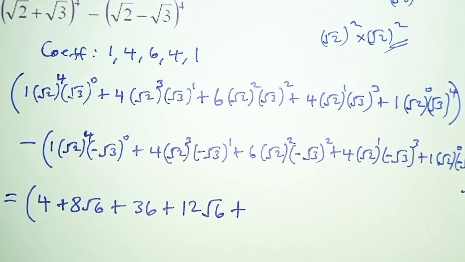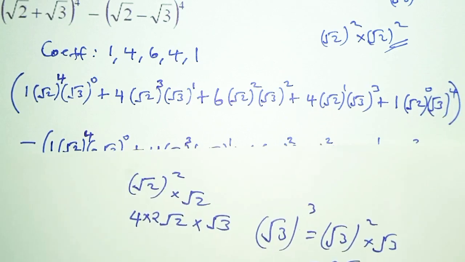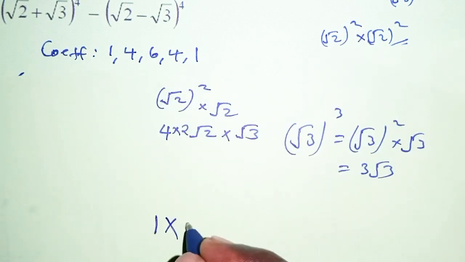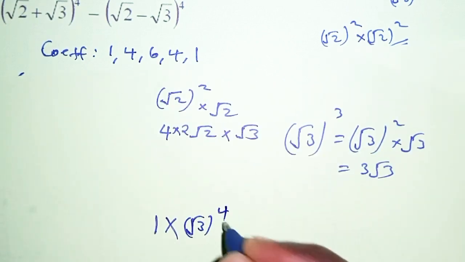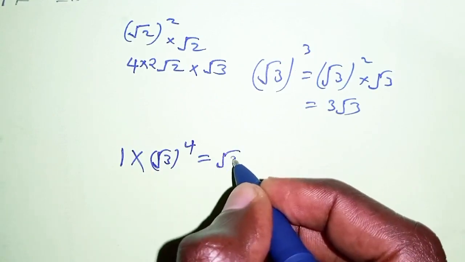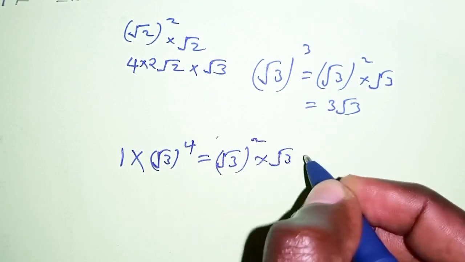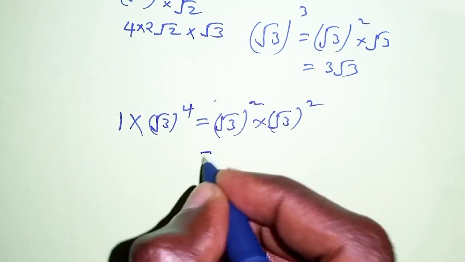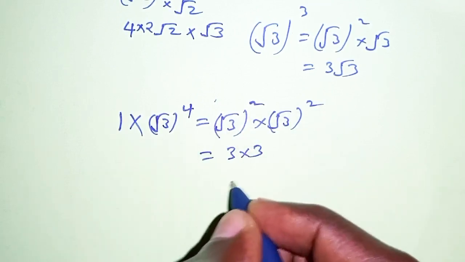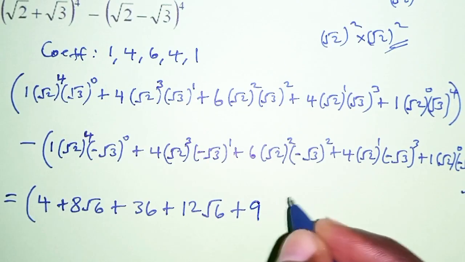Plus, finally here we have root 2 raised to 0, a number raised to 0 is 1. So that is just like saying 1 times, and then root 3 raised to 4. Root 3 to the power 4 is root 3 squared times root 3 squared. So here we have 3 times 3. So this is 9. So 9 times 1 is 9. So for this term here we have 9.